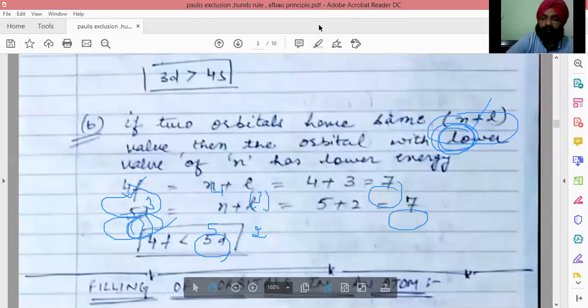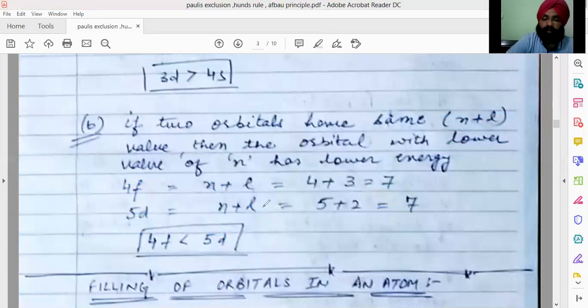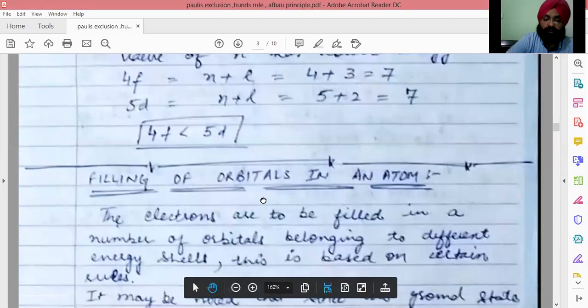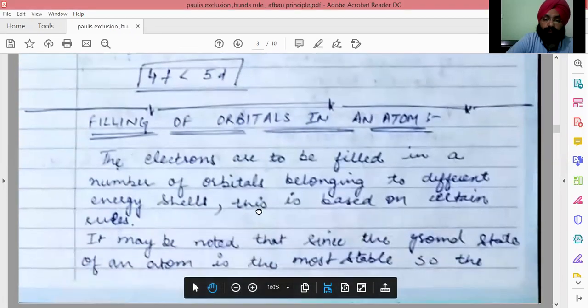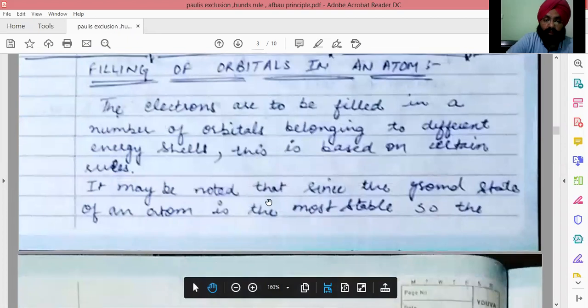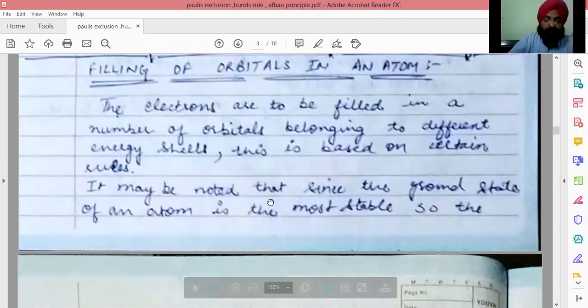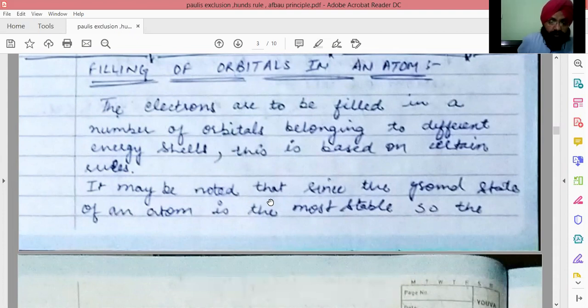Now next is filling of orbitals in an atom. After studying quantum numbers, that means when you get the knowledge about the information associated with the electrons, then the next task is to arrange the electrons in different energy shells.